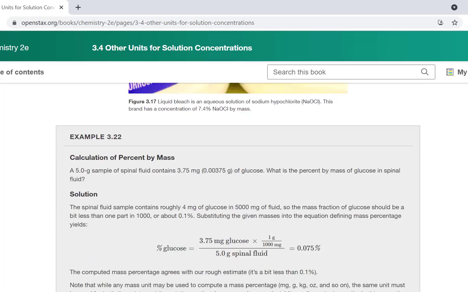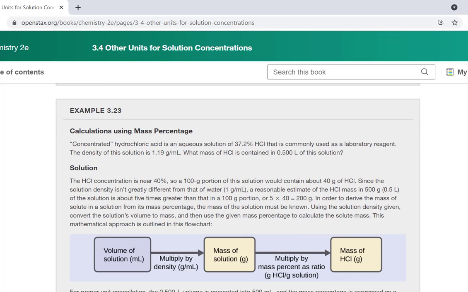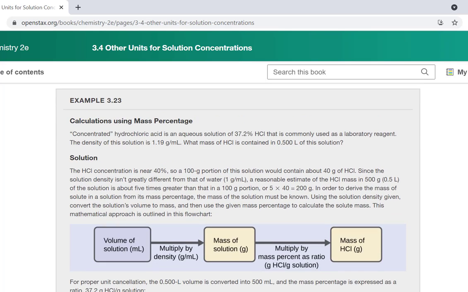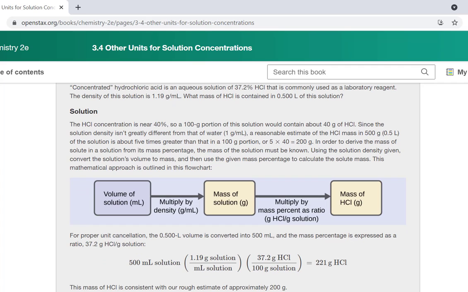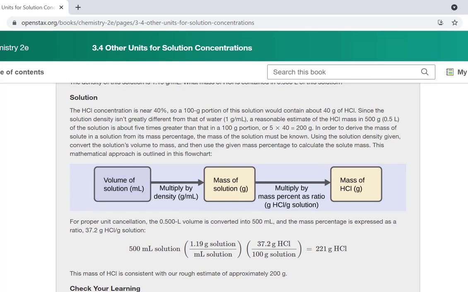So there are some examples here. I recommend that you look at those. I did want to look at this example specifically, 3.23, because it does bring in some new ideas that I think will be helpful, not just now, but in a future module when we come back and add a few more measures of concentration.